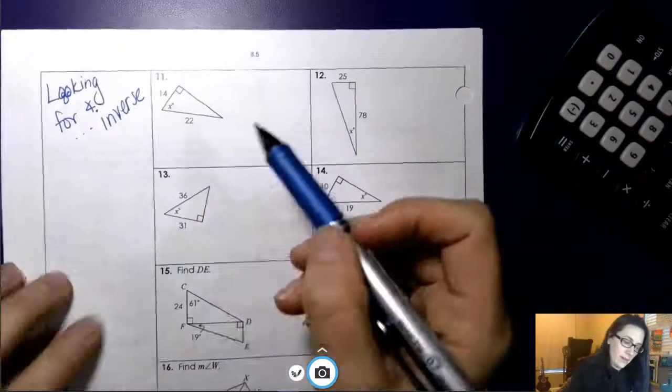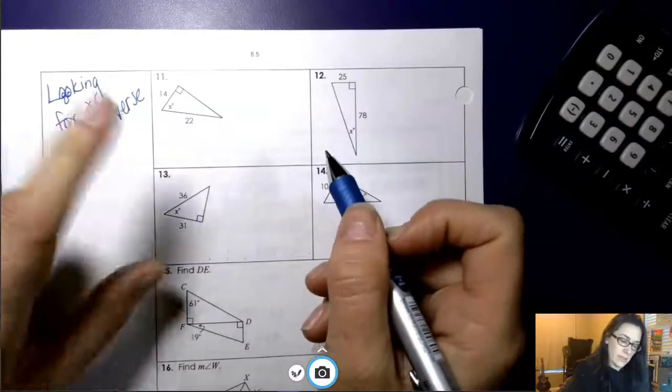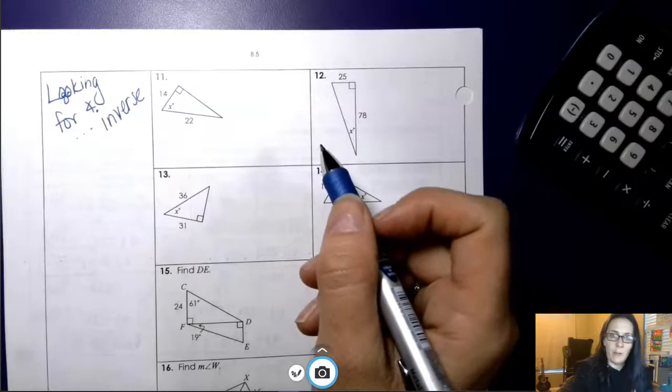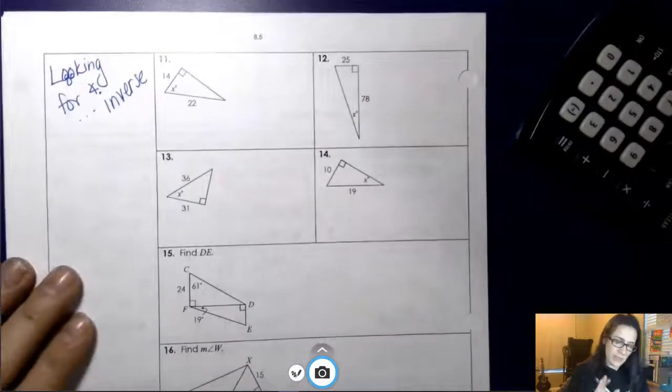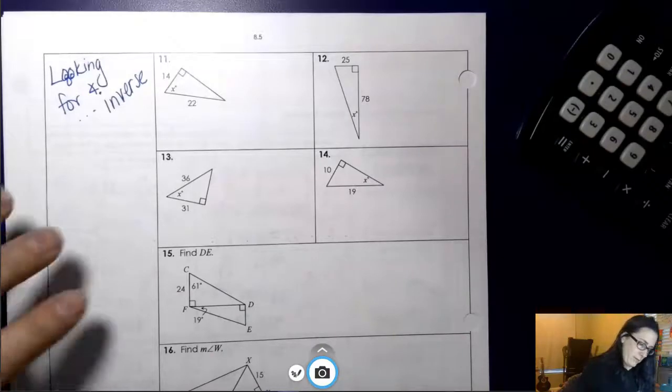Okay, so back here, remember, we're looking for the angle, which means we're going to use inverse. Set it up. Look at your sides. Do you have opposite, adjacent, hypotenuse? Decide is it sine, cosine, tangent, and set it up. I'm going to pause and set it up for you, or I don't know what you prefer. Let's go ahead and walk through this.